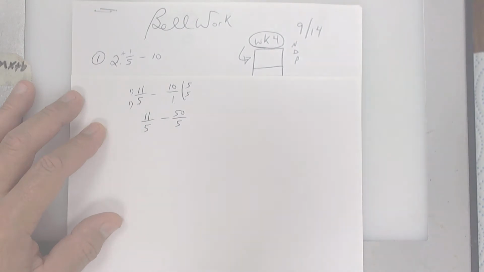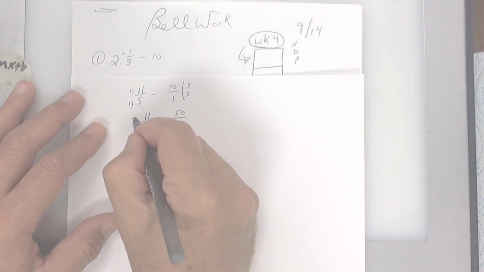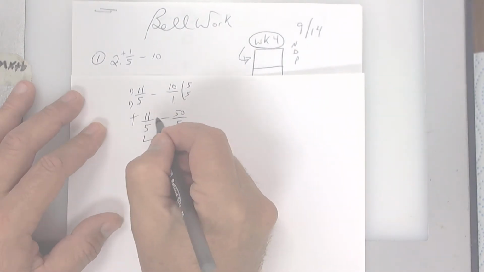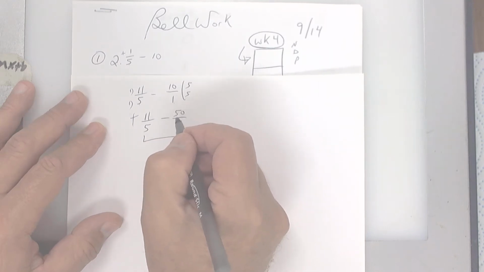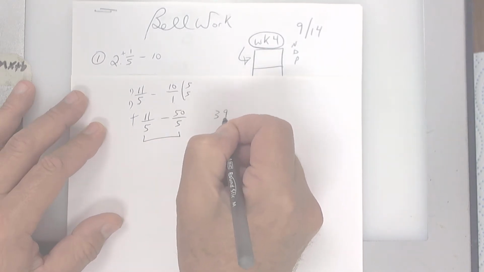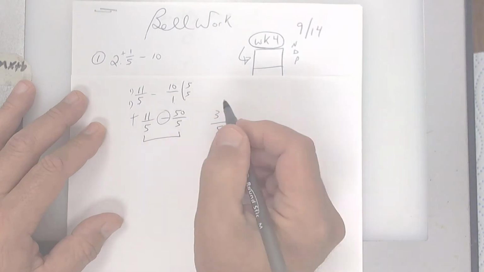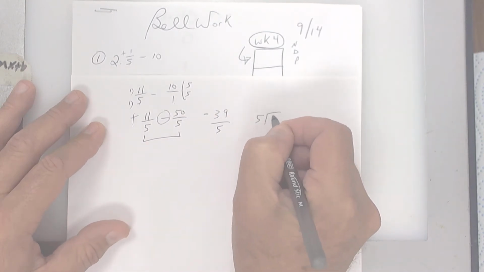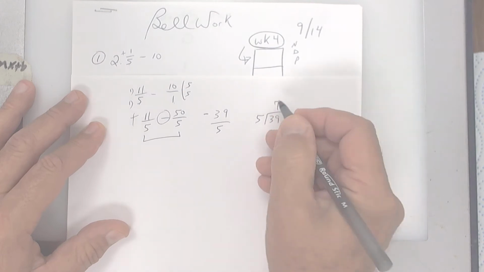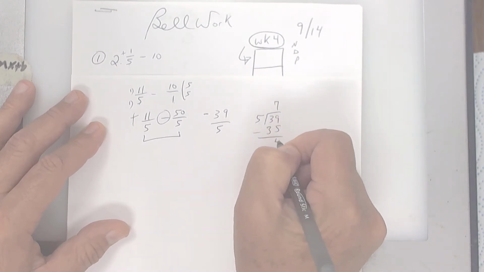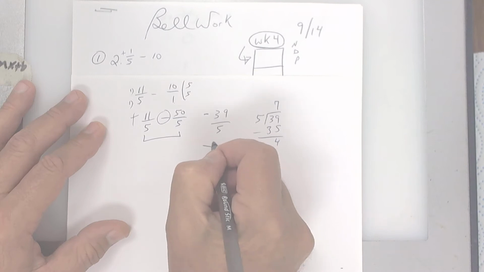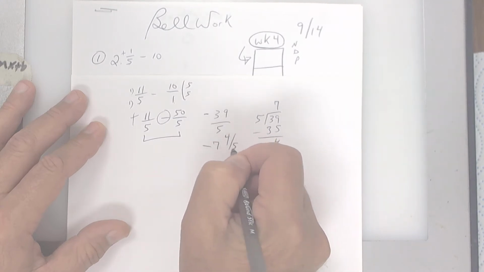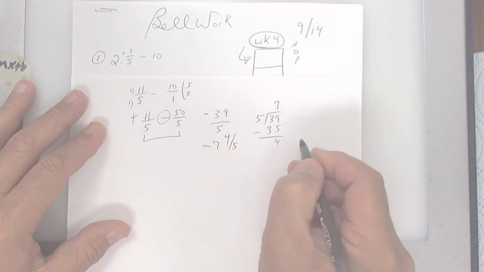Okay, now we have the same denominator. We have more minuses, so opposite signs, rule 2. You got to subtract. I think that's 39 over 5, and you have more minuses. Okay, so it looks like 5 goes into 39 7 times with 4 left over. So it's going to be a negative 7 and 4 over 5. 4 divided by 5 is 0.8.